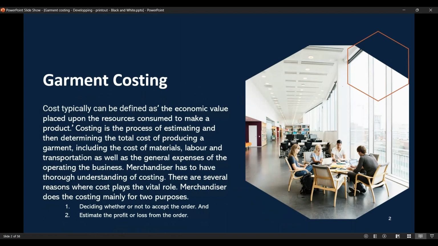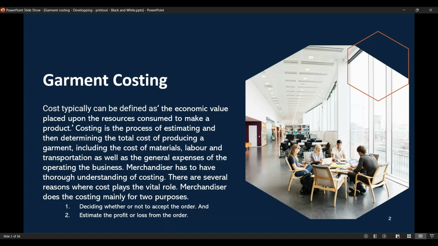Costing is the process of estimating and then determining the total cost of producing a garment, including the cost of materials, labor, and transportation, as well as the general expenses of operating the business. Merchandiser has to have thorough understanding of costing. There are several reasons where cost plays the vital role.